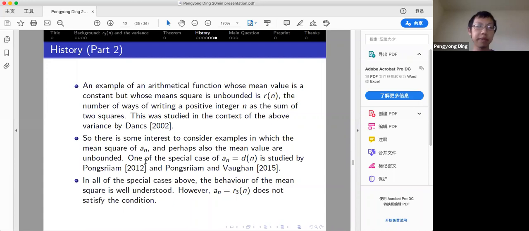And in all of the special cases above, the behavior of the mean square is well understood. However, in my question, if the real sequence is given by R3 of n, then it doesn't satisfy the condition because, as I have shown, the mean square of R3 of n is not known. So that makes the question even more difficult.